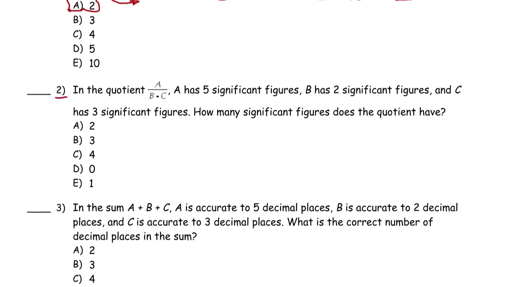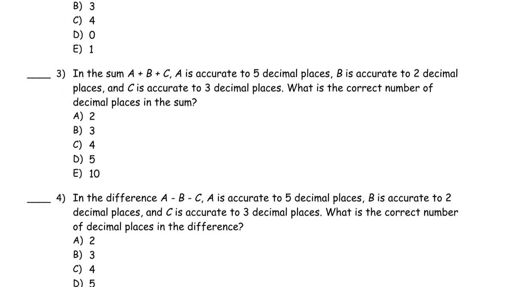Number 2. In the expression A over B, C times C, A has 5 significant figures, B has 2 significant figures, C has 3 significant figures. How many significant figures does the quotient have? Also the same rule, the product or the quotient must have significant figures similar to the lowest. So the lowest here is 2, and the answer is also 2. Same rule for multiplication and division. Let's move to number 3.